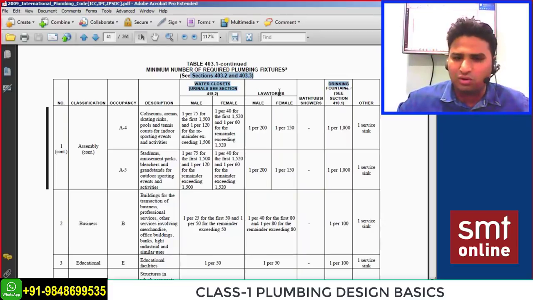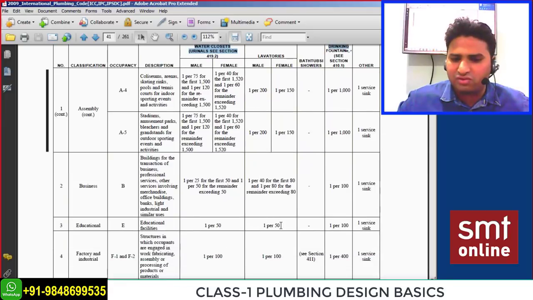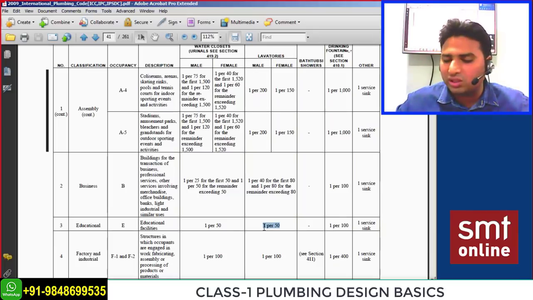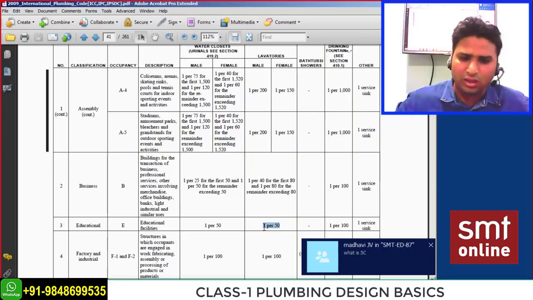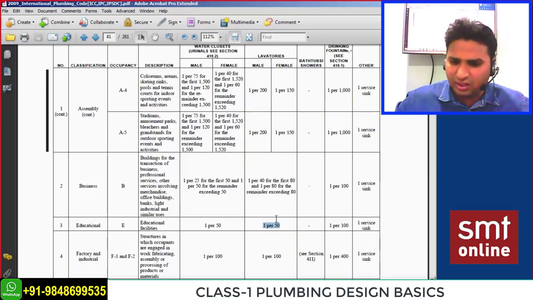So this is the very first fixture you need to have, the water closet. The second is laboratory, again male and female. Now what is it saying? 1 per 50. That means again the same: if 50 female, 1 laboratory is more than enough. If it's more than 50 in the female, then 2. Same in the male. If 50, 1 laboratory is more than enough, because this is how it is derived as per probability. And again this is 1 per 50. I think you got it.